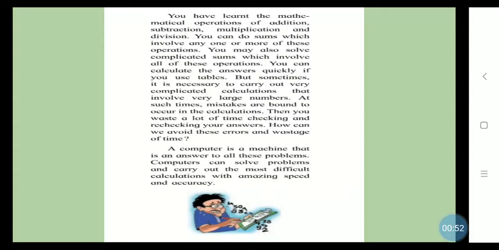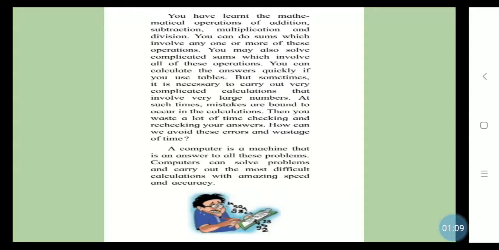Now, first of all, let me tell you what a computer is. A computer is nothing but an electronic machine that can store, find and arrange information. It also does calculations for us.